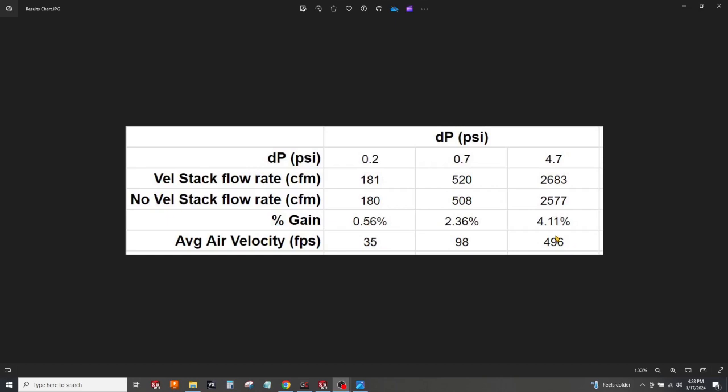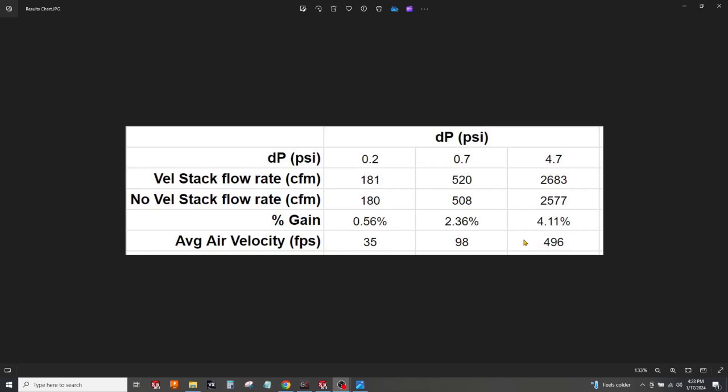When do we need to use a velocity stack? When I look at this and break it down, it really depends on what you're going for. If you're chasing every last little bit that there is to be offered from your intake system on your car, it's never a bad idea. It's always going to show you some sort of gain. So if you're out there chasing fractions, use it. There's no downside to using this from a flow perspective.